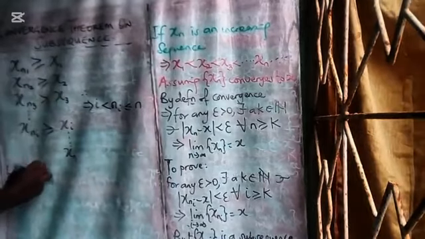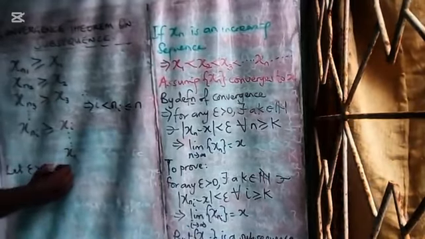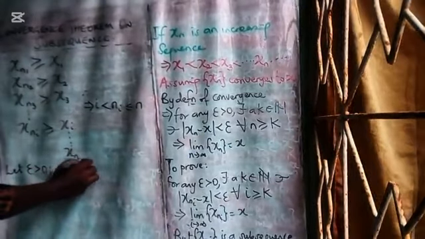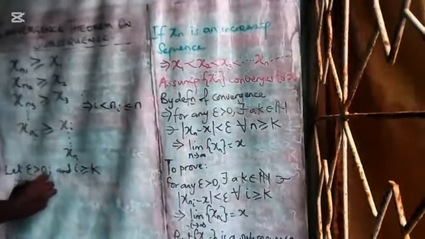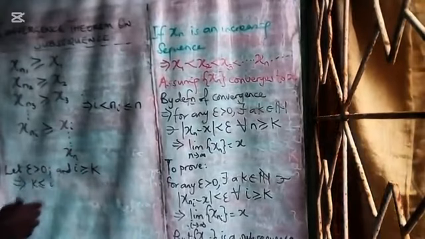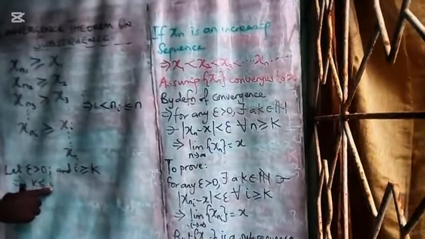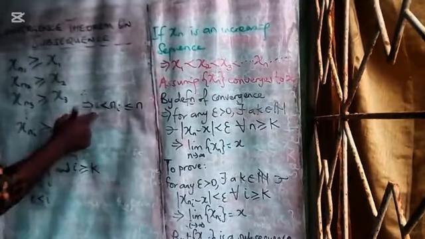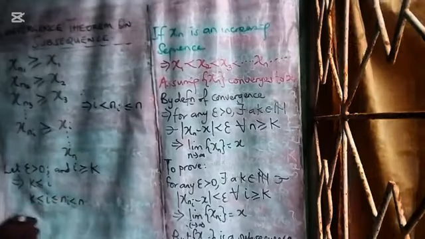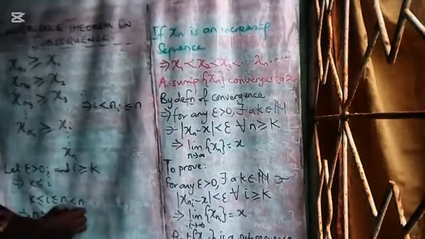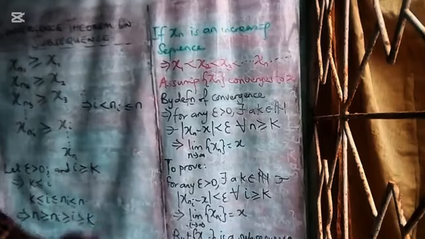Let epsilon be greater than 0 and i be greater than or equal to k. It implies that k is less than or equal to i, and i is less than or equal to ni, and that is less than or equal to n. If we reverse that, we have n greater than or equal to ni, greater than or equal to i, greater than or equal to k.